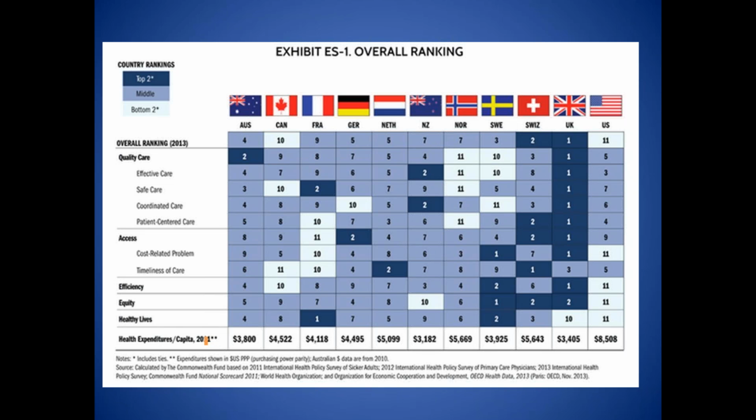Here are the categories that were used in scaling that information. As you can see, the U.S. ranks 11th overall. We do best in access, cost-related problems, efficiency, equity, and healthy lives. We perform most poorly in effective care, timeliness of care, and patient-centered care. And if you look at the bottom row of the list, we are the most expensive of the countries in terms of our per capita cost per individual. So we're $8,500 compared to the United Kingdom, where they ranked #1 and are only spending $3,400 per individual.